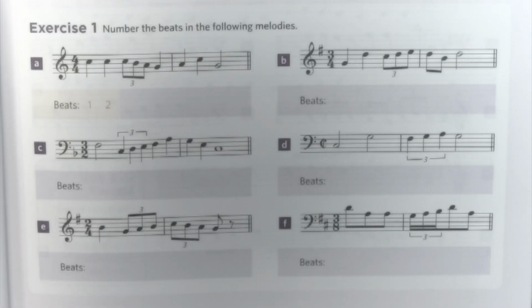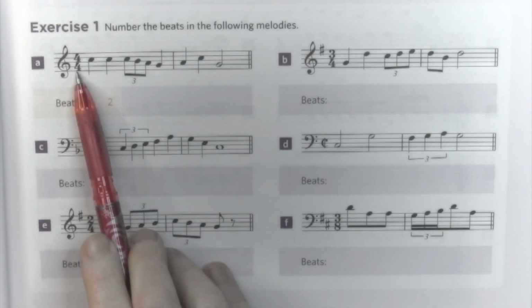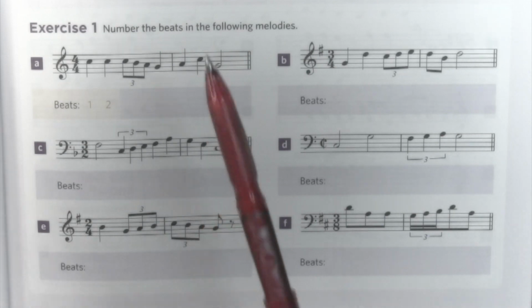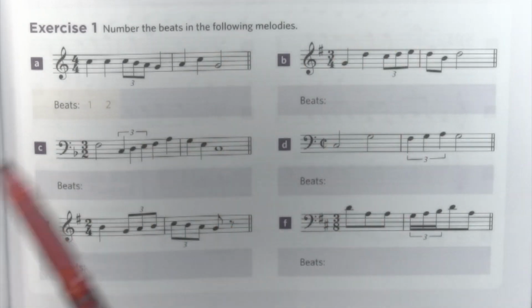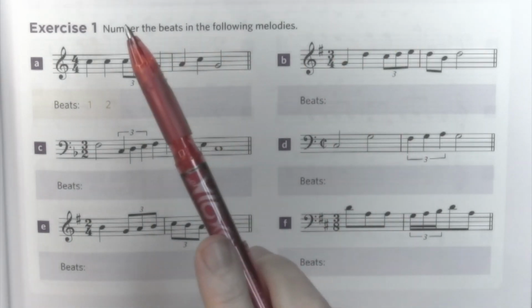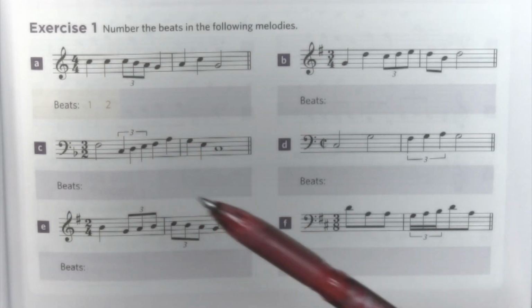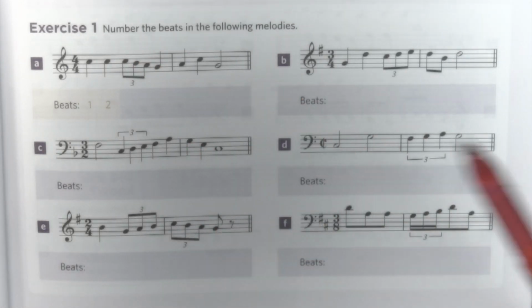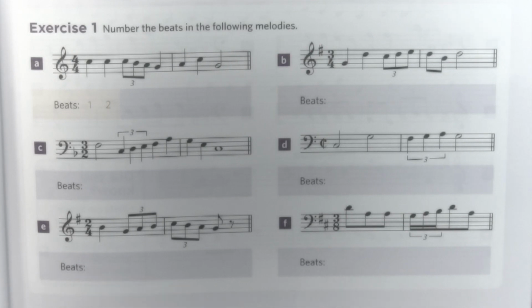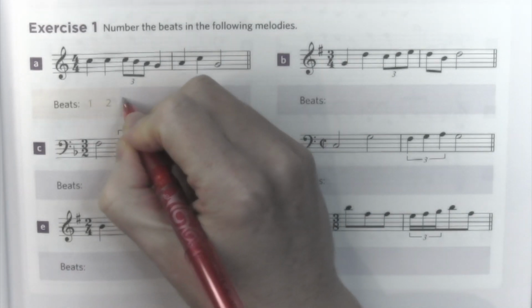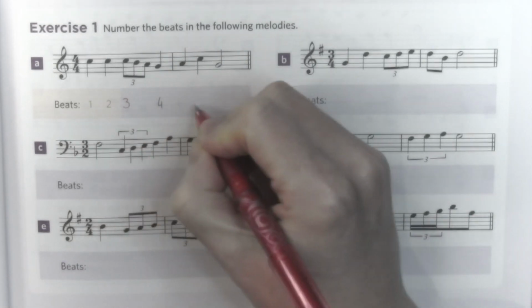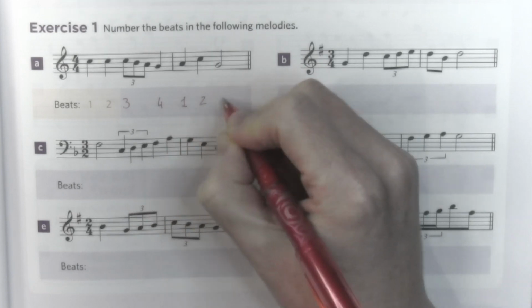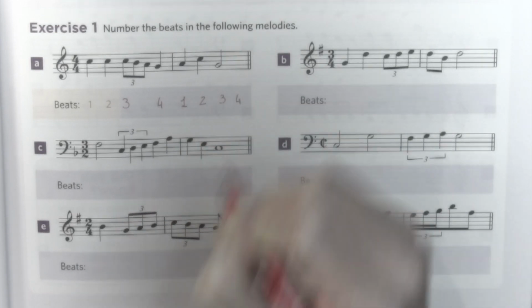This third chapter starts with an exercise about beating. In 4/4, basically, we need to have 1, 2, 3 and 4 movements, because the conductor would make 4 movements to show the pace of the piece to the orchestral players. So 1, 2, 3 and 4.